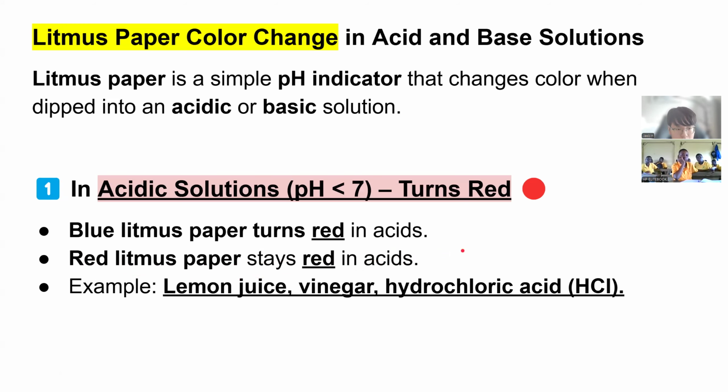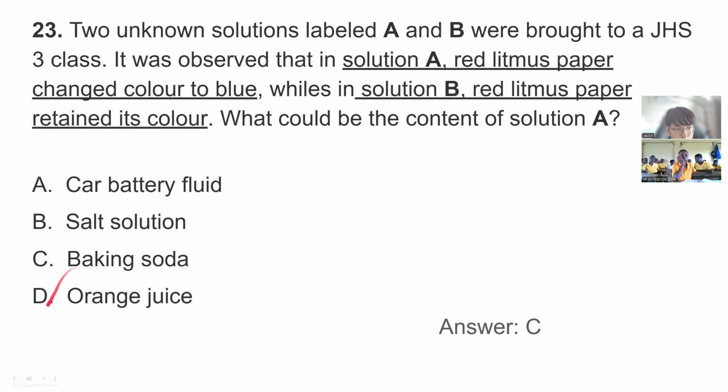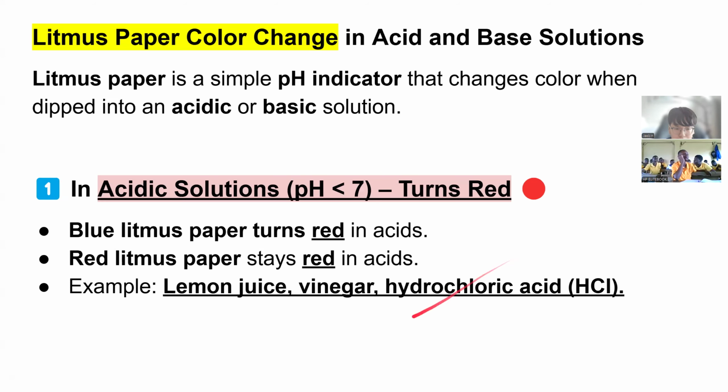Some examples of acids are lemon juice. We have seen orange juice. Orange juices are acidic. And other examples are vinegar and hydrochloric acid. Those are all acidic. It releases H plus to the solution. Then it turns the litmus paper to red.